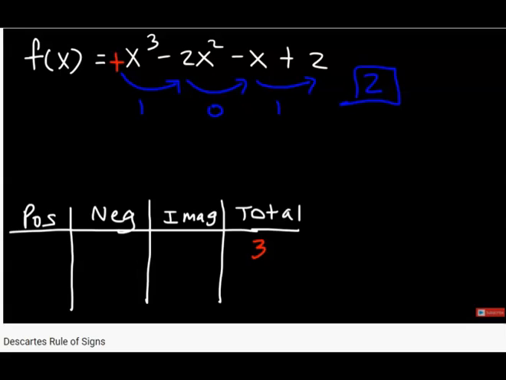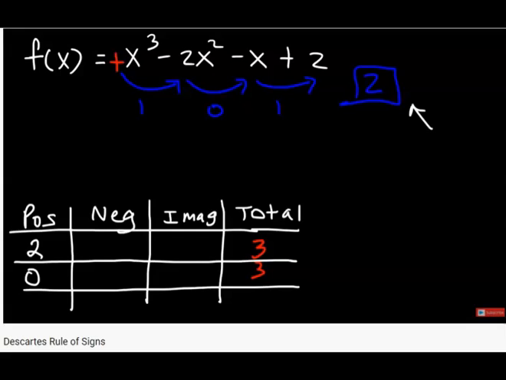Now, according to Descartes' rule of signs, the number of positive real zeros is either equal to the number of sign changes for f of x, or it could be less than that by a positive even integer. So one possible answer is 2 because we have 2 sign changes. Another possible answer is 0 because 2 minus 2 is 0 and 2 is a positive even integer. So the number of positive real zeros is either 2 or 0. So let me separate these two values.